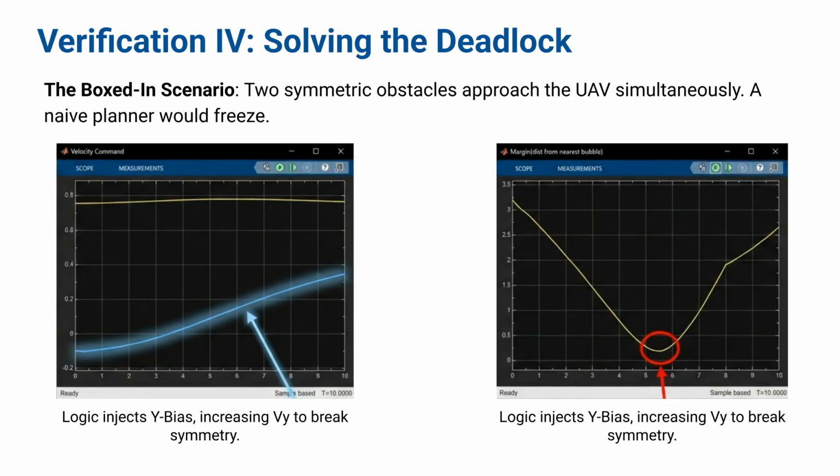Finally, we tested a symmetric deadlock scenario, where 2 obstacles approach simultaneously. A naive planner would freeze. Our logic injects a small y-axis bias, breaking symmetry and allowing the UAV to escape safely while maintaining forward progress.